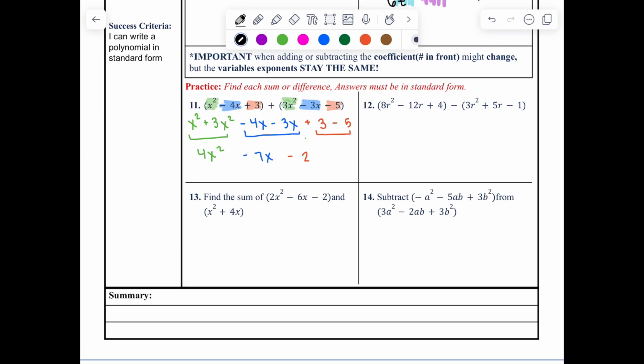Okay, what about number 12? On number 12, I'm going to start out by copying the first expression because there's not anything weird happening to that. What's weird is what happens in just a second. So the negative that's in front of that set of parentheses is actually meaning that the whole parentheses is being multiplied by -1. So -1 times 3r squared is -3r squared. -1 times 5r is -5r. And -1 times -1 is +1. So I have officially distributed that negative all the way through, and I am good to go.